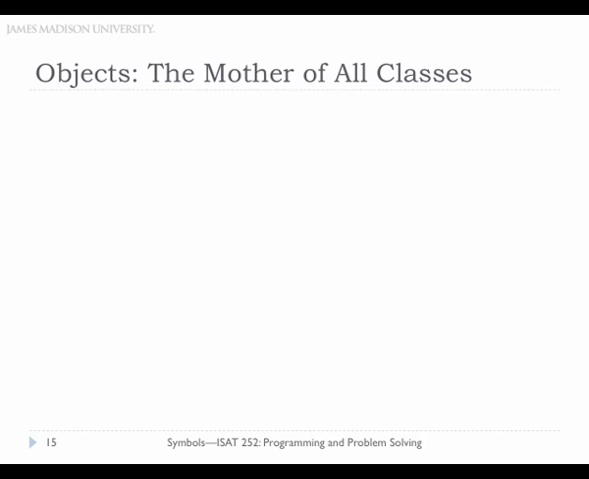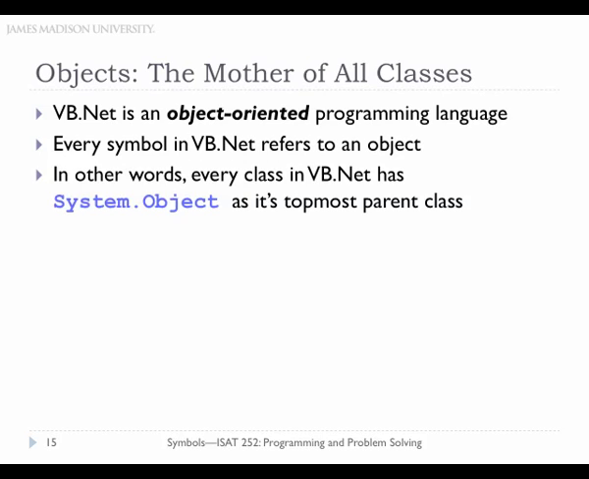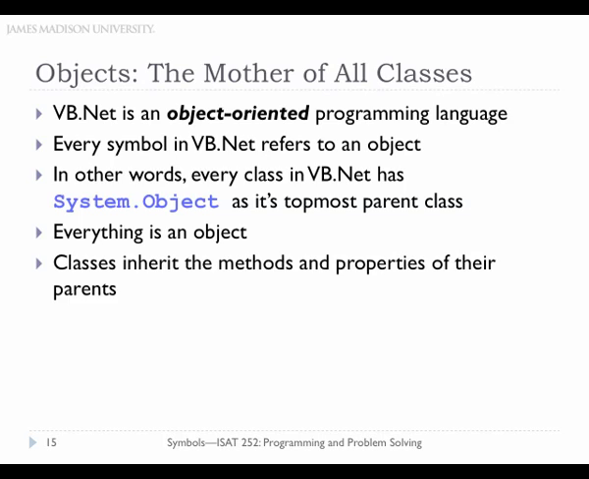So objects, the mother of all classes. You'll notice that at the top of that hierarchy was System.Object. Visual Basic is an object-oriented programming language. Therefore, every symbol, regardless of whether it's something like Open File Dialog or integer, or Boolean, or string, refers to an object. In other words, every class in VB.NET has System.Object as its topmost parent class. And System.Object does not inherit from any other class. It's the only class that doesn't have a parent. So everything is an object.